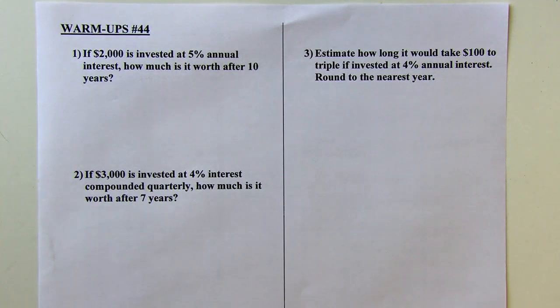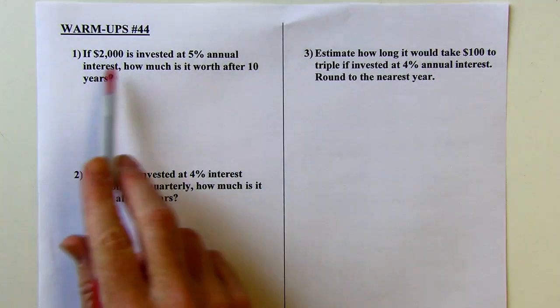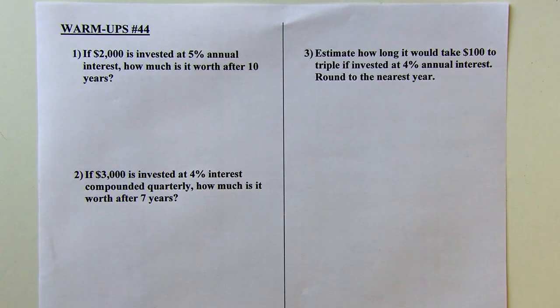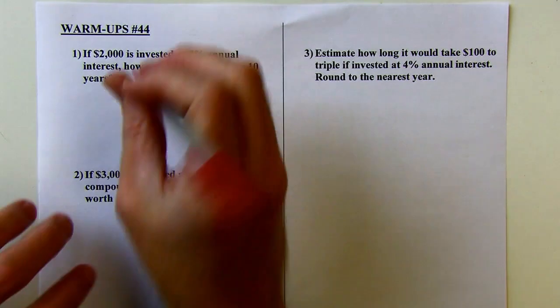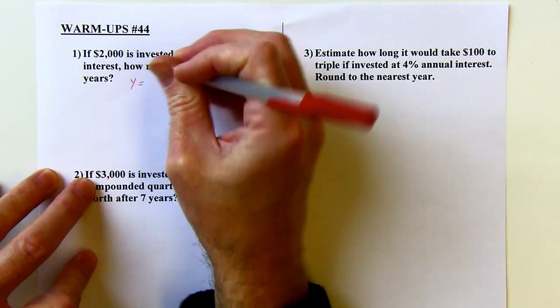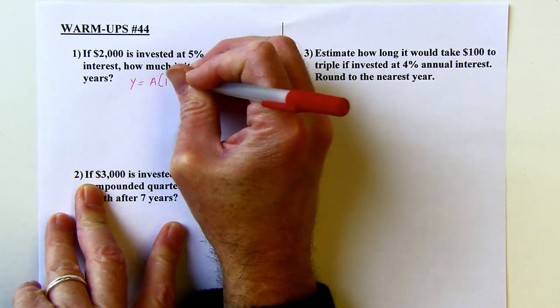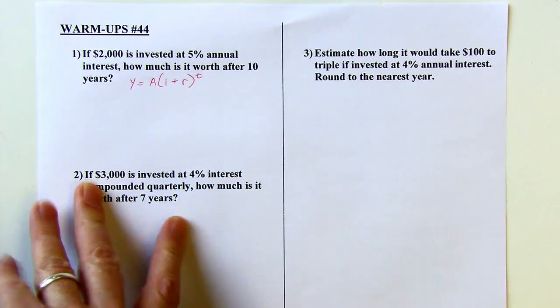Okay, here's warm-up number 44. If $2,000 is invested at 5% annual interest, how much is it worth after 10 years? So annual interest, I'm going to use my exponential growth formula, which is going to look like this. It's also known as the annual interest formula.